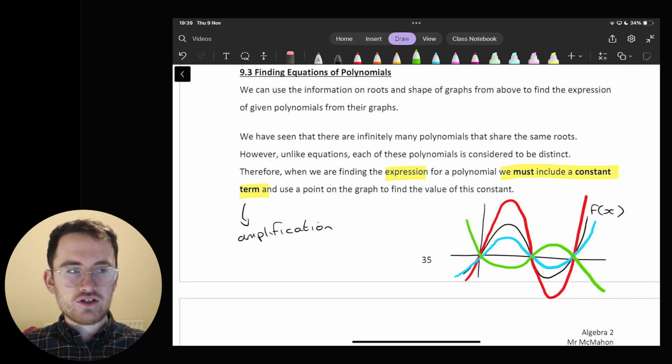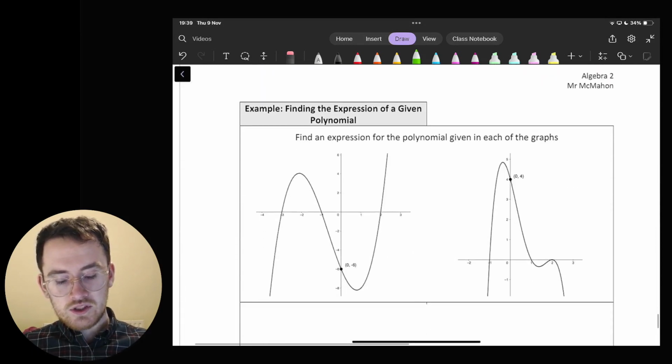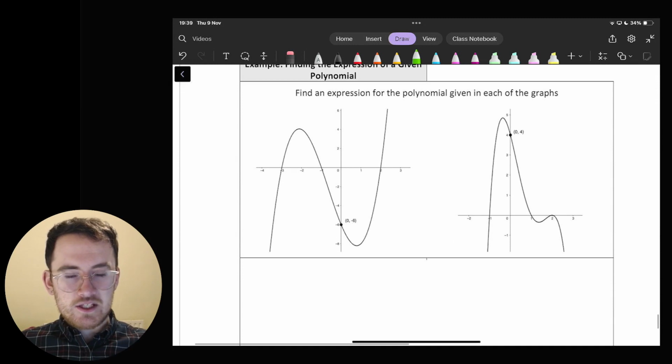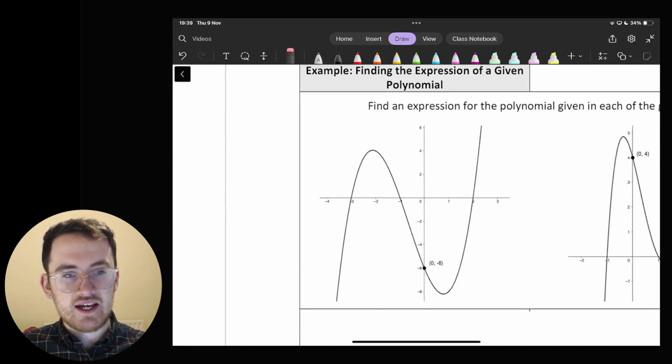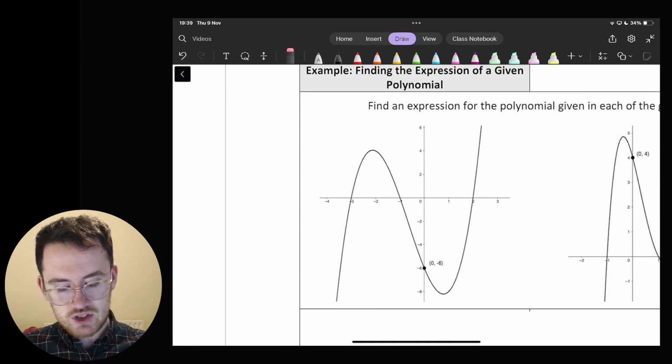And that constant term is tied to my leading coefficient and my amplification of the function. And we're going to see that in these examples here. It's the best way for us to just jump into it. So looking at this graph on the left-hand side, the numbers are a little bit small there, but we'll just bear with it.